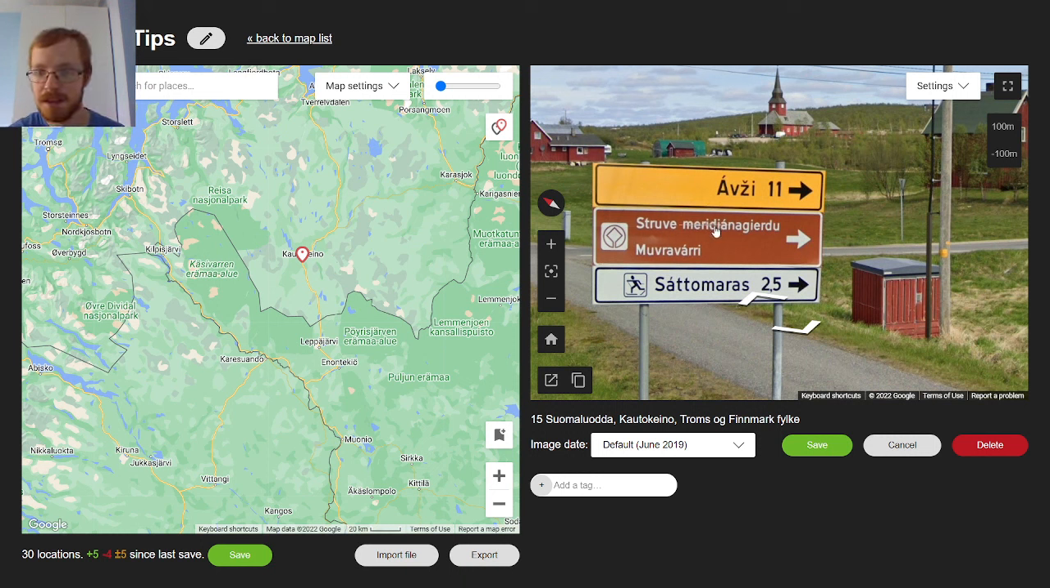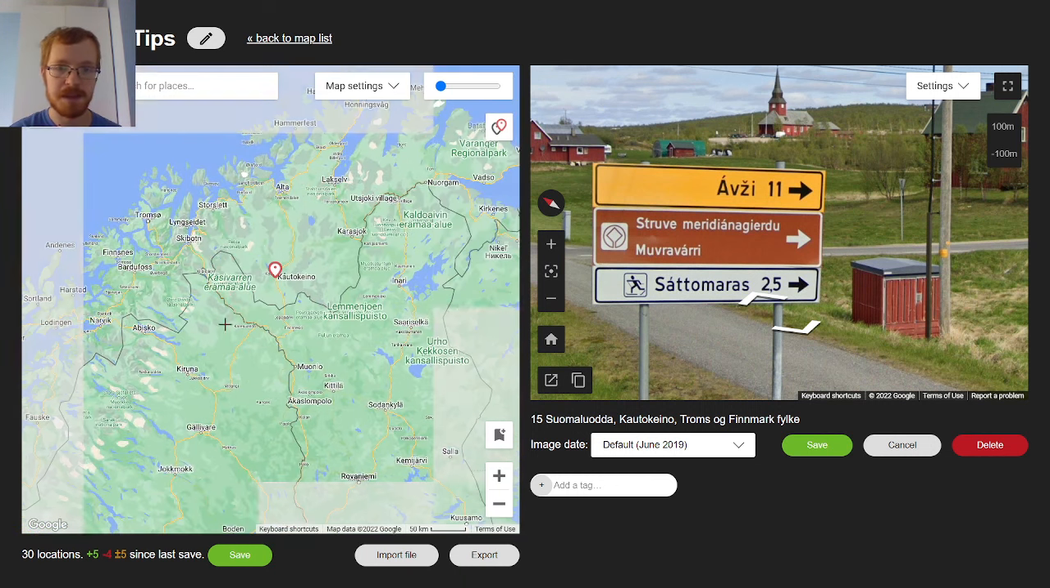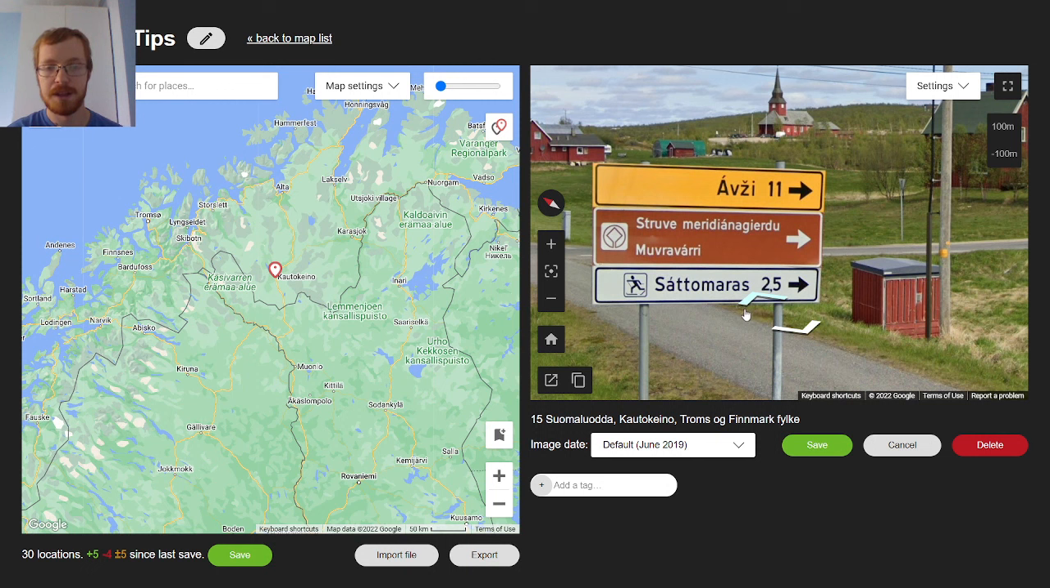You have some of these accents on the letters, and yeah, it just looks very, very different. These accents you don't get in Norwegian. So yeah, if you see this very interesting Sami language, you might be in the far north of Norway, or possibly northern Sweden and Finland as well.